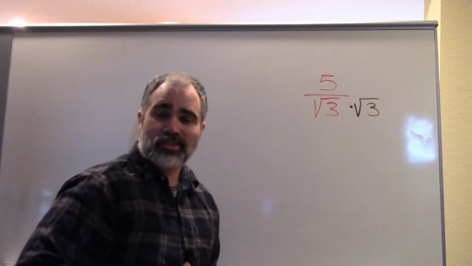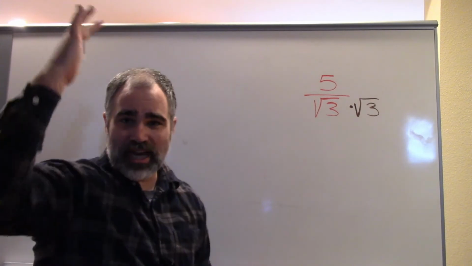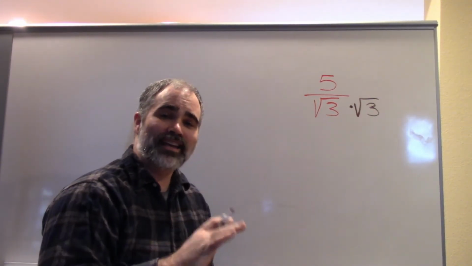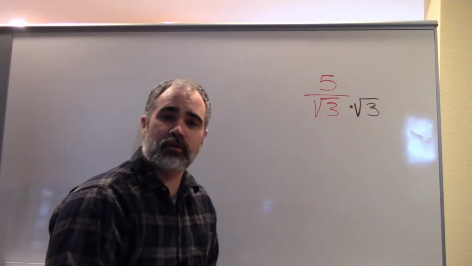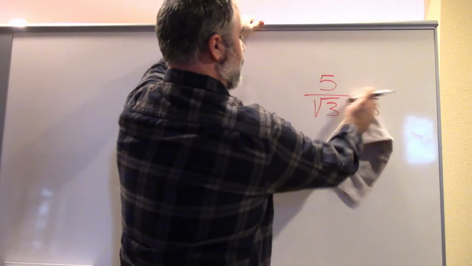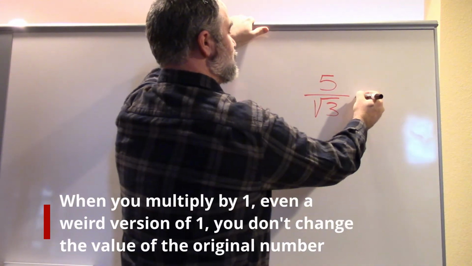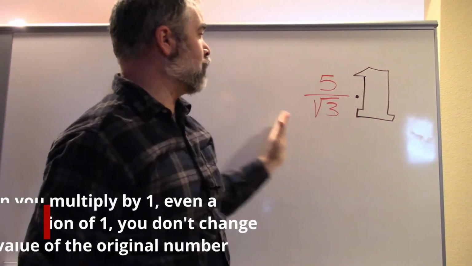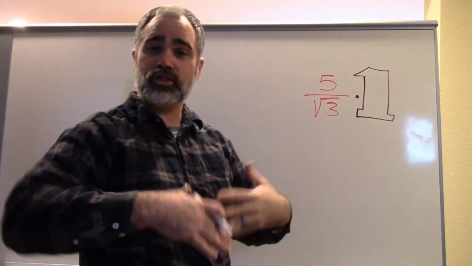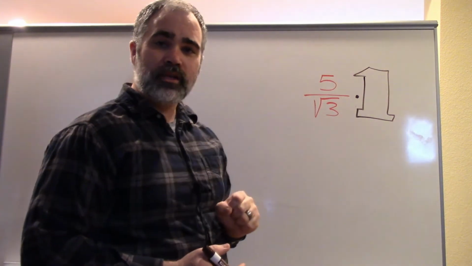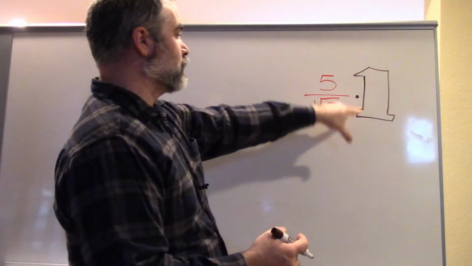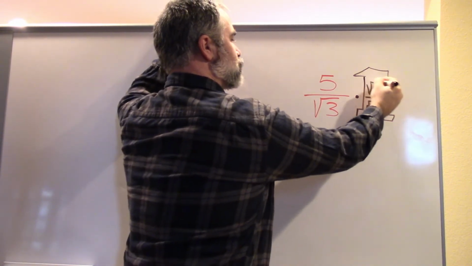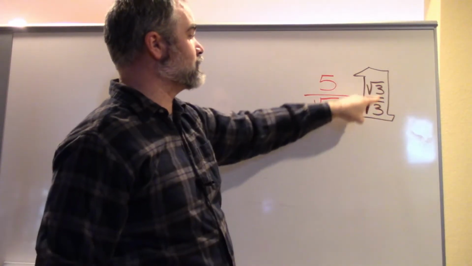But I can't just do that, right? I can't just change the denominator. You're not allowed to do that. So what you're going to do instead is multiply by a very creative version of 1. I can multiply any fraction I want by 1, and it isn't going to change anything. It's still the exact same value. I haven't changed it at all. But I'm going to use a really creative version of 1 here: the square root of 3 divided by the square root of 3. Remember, anything divided by itself is 1.